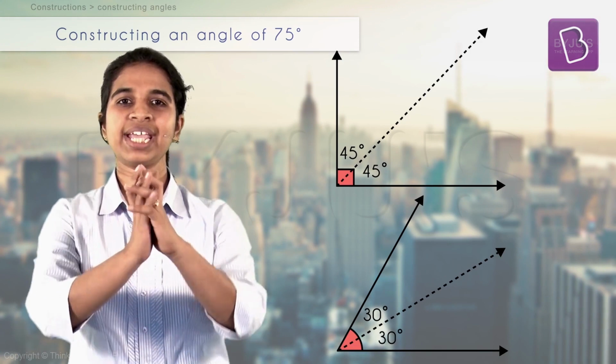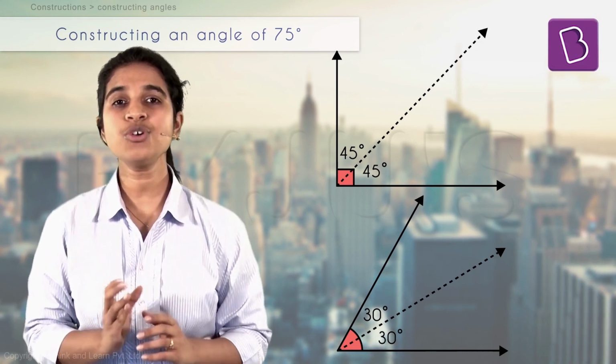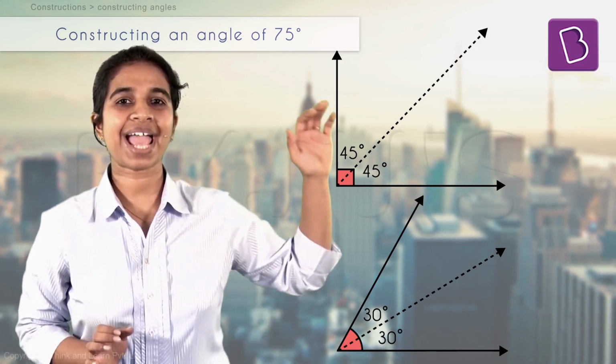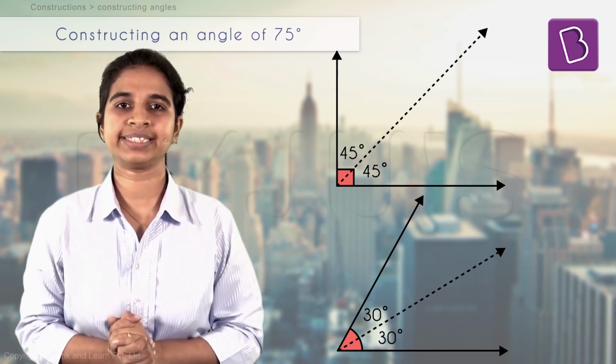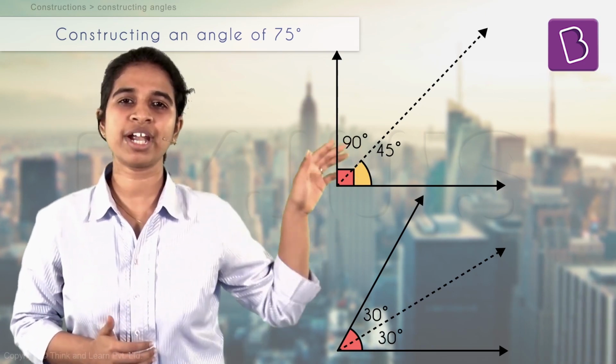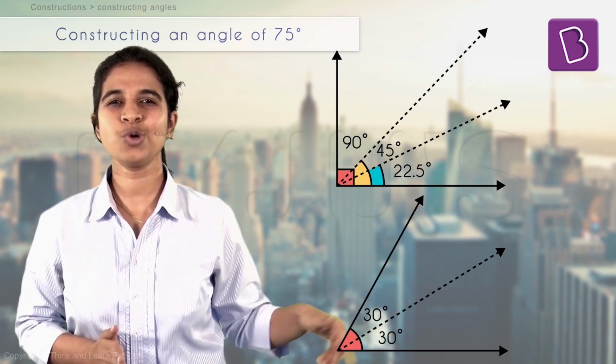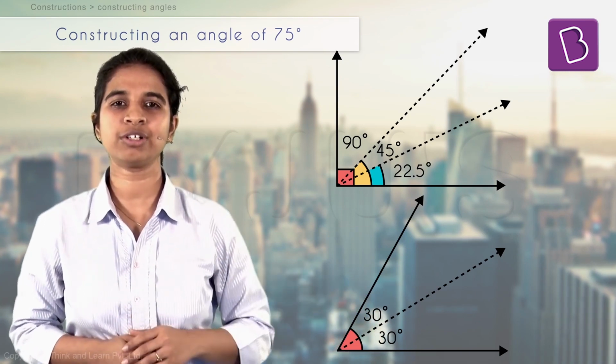So whenever you see any new angle, see how you can get that angle by adding or subtracting all of these angles that you know, correct? So you know 90, 45, 22 and a half, and so on. Mostly you'll get integers, so we don't need to go below that.